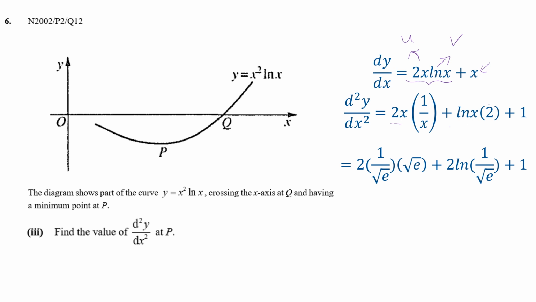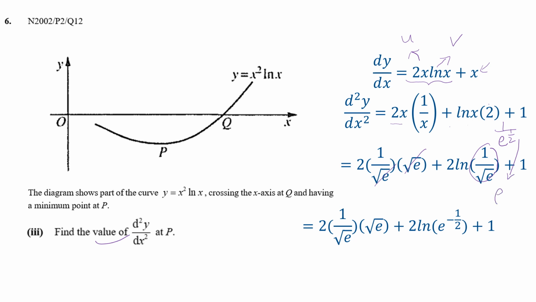By substituting in x to be 1 over square root e, because you are asked to find the value. So we substitute x to be 1 over square root e, which I found earlier in part 2. This and this goes off. So you end up getting, here what I've done is I have rewritten this as 1 over e to the power of half, which gives me e to the power negative half. Why do I want to do that? Because I want to apply the power law to bring your negative half to the front.